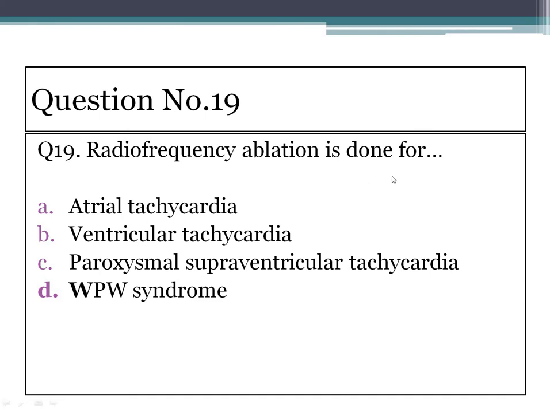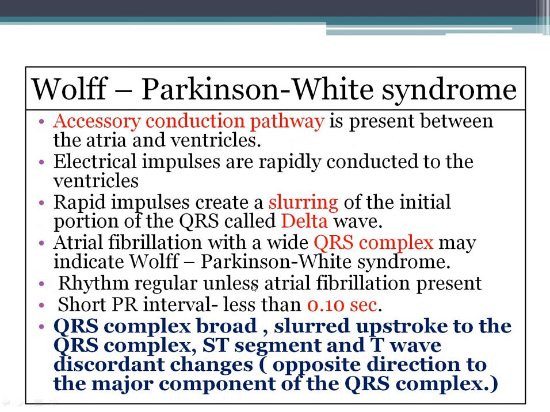Radio frequency ablation is done for atrial tachycardia, ventricular tachycardia, paroxysmal supraventricular tachycardia, WPW syndrome. What is the answer? The answer is WPW syndrome. So what is WPW syndrome? It is Wolff-Parkinson-White syndrome. In this case, there is an accessory conduction pathway. Additional conduction pathway is present between atria and ventricle. We all know the conduction pathway. SA node, AV node, bundle branches, Purkinje system. That is the way of conduction.